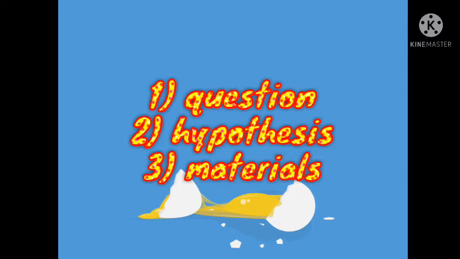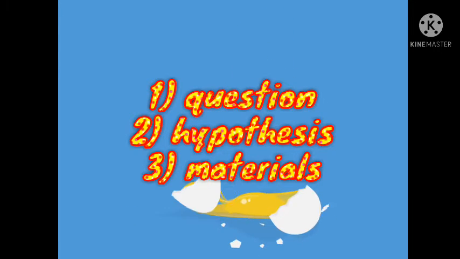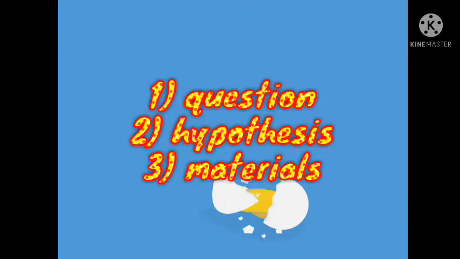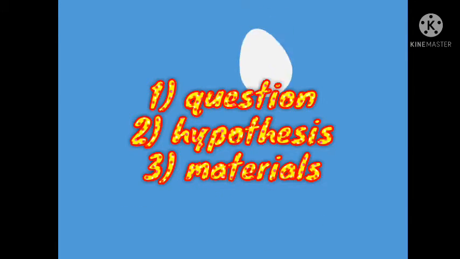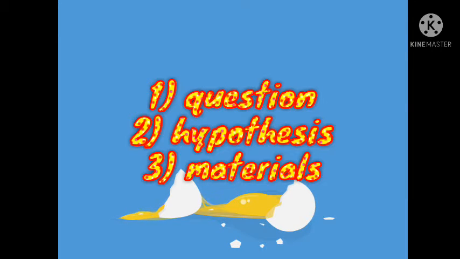The third step is known as materials. Materials simply means the instrument or equipment used to carry out an experiment. For instance, in this experiment, the materials are a raw egg and a bowl. Materials must be in the right quantity when carrying out an experiment. You must have the right material when an experiment is about to be done.